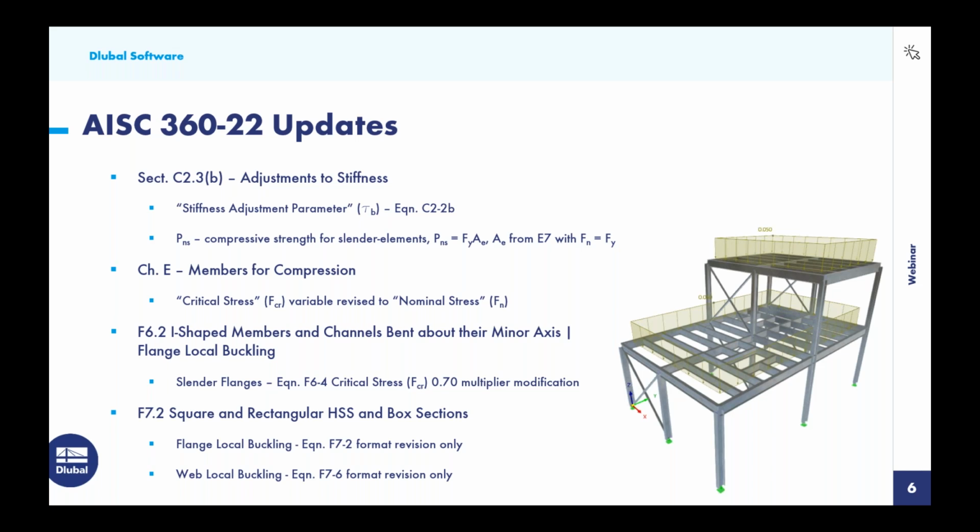Section F7.2, square and rectangular HSS and box sections. So for both flange and web local buckling, there was some major format revisions to these equations. So still the same values when we compare that to the 2016, but you'll certainly see a significant difference when we look at the formulas themselves.